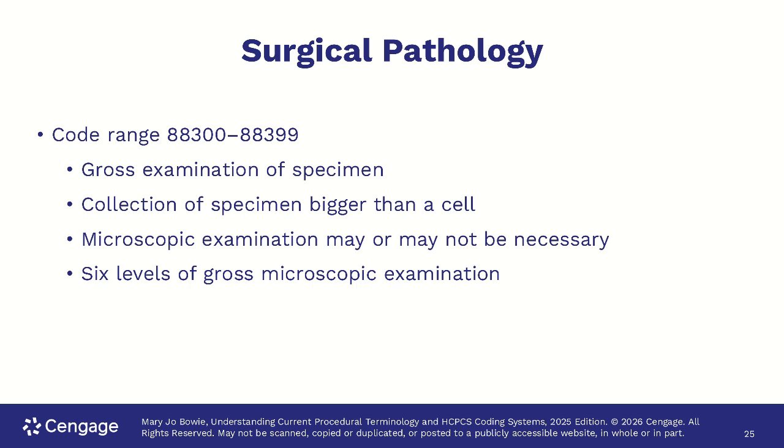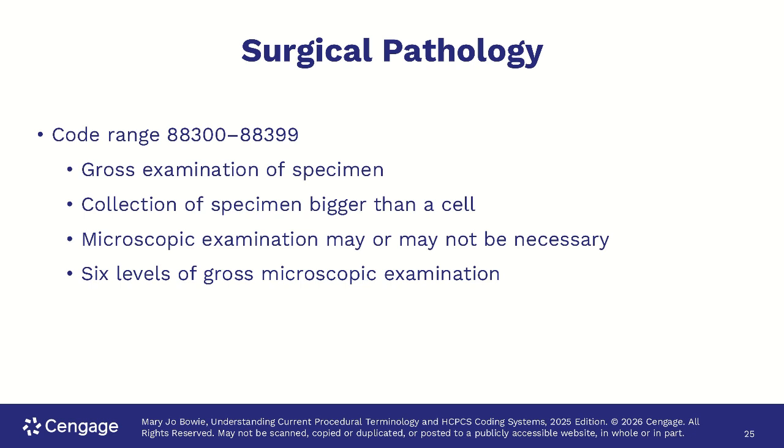All right, almost done. Surgical pathology. This particular subsection contains codes that are used for a gross examination of a specimen. Gross is like with the naked eye. And gross examination involves the collection of a specimen that is bigger than a cell. Microscopic examination may or may not be necessary for the pathologist to determine a diagnosis. So it just depends on what they want to do.